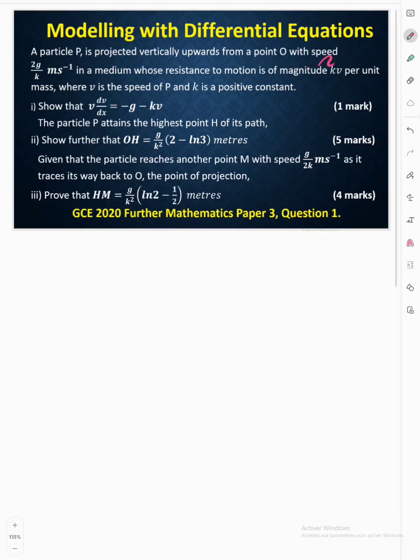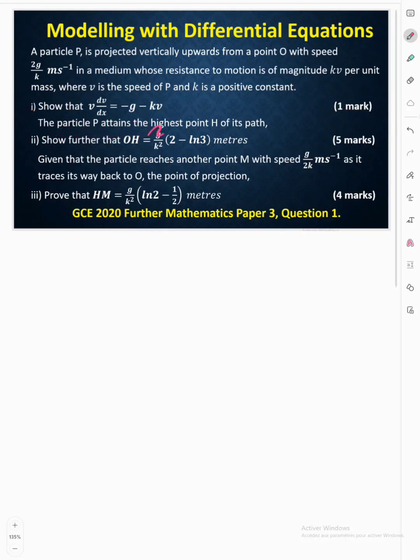A particle P is projected vertically upwards from a point O with speed 2g over k meters per second in a medium whose resistance to motion is of magnitude kv per unit mass, where v is the speed of P and k is a positive constant. 1. Show that v dv/dx equals negative g minus kv, for 1 mark.